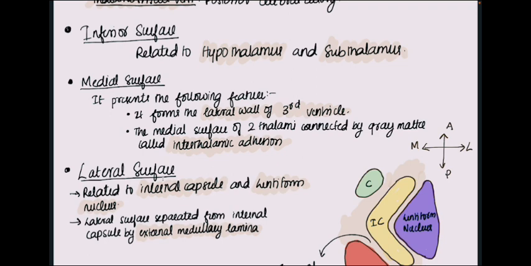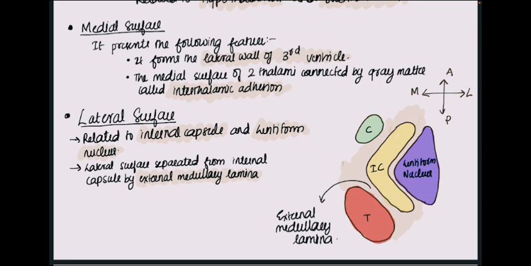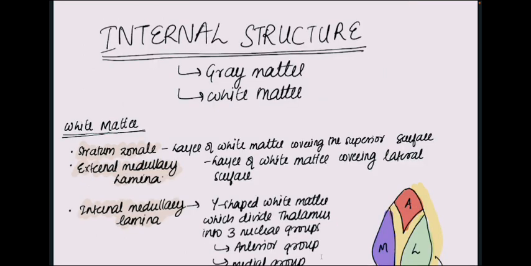The lateral surface. The lateral surface of thalamus is related to the internal capsule as well as the lentiform nucleus. The lateral surface of thalamus is separated from the internal capsule by a layer of white matter known as the external medullary lamina. In the figure, we can see the thalamus, the body of the caudate nucleus. Lateral to the thalamus is the internal capsule and the lentiform nucleus. The thalamus and the internal capsule are separated by a thin layer of white matter which is known as the external medullary lamina. Coming to the internal structure of thalamus.